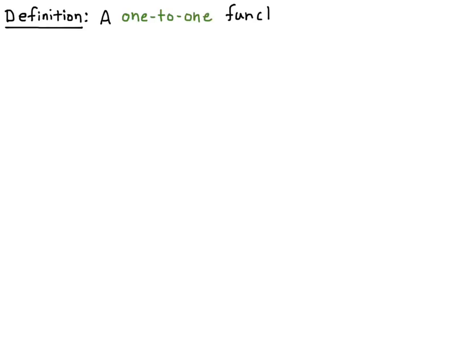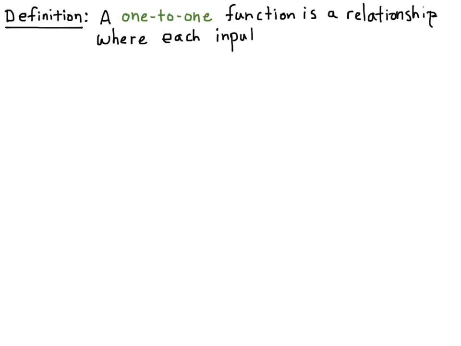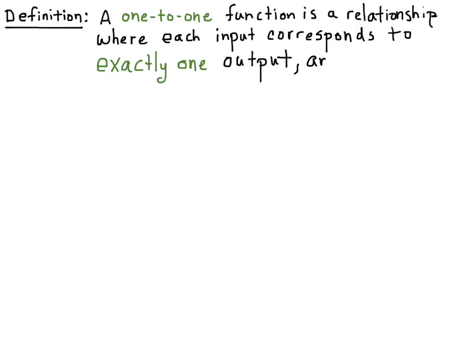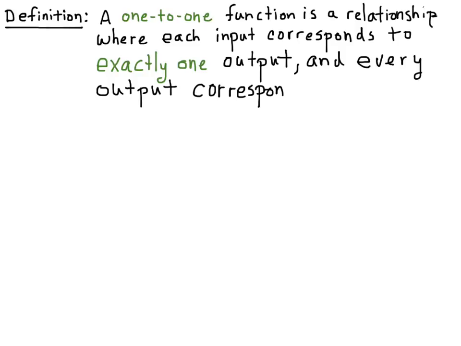Okay, so let's have a definition here. A one-to-one function is a relationship or a function where each input corresponds to exactly one output. So it is possible that we have these functions that go both ways.